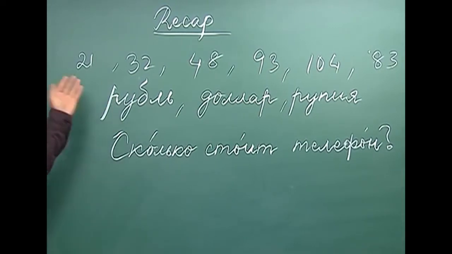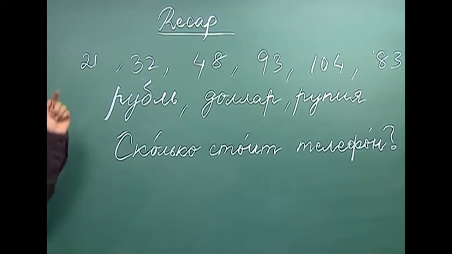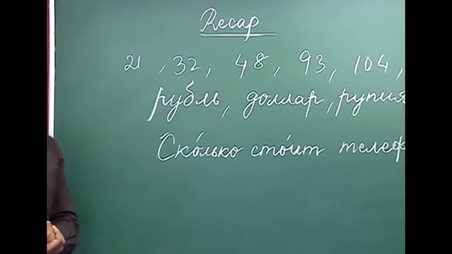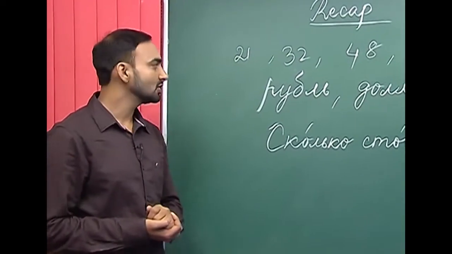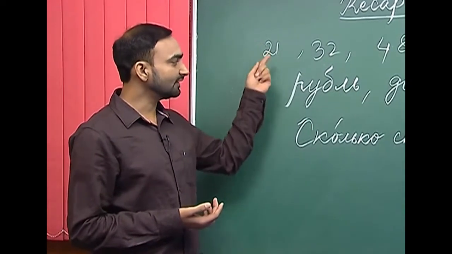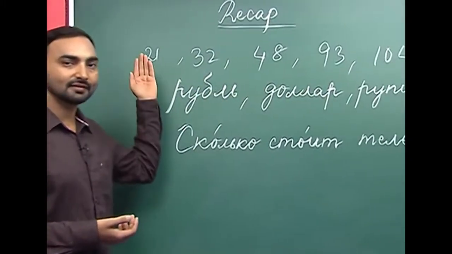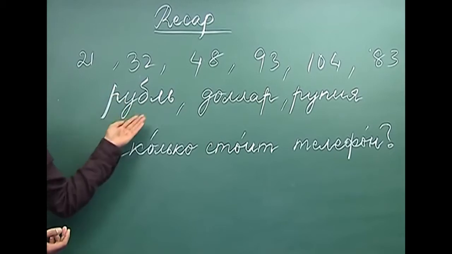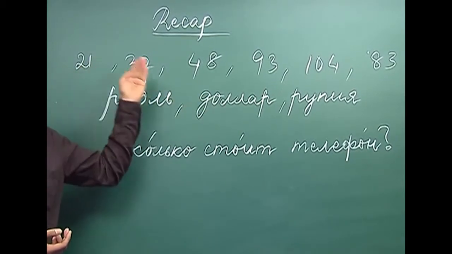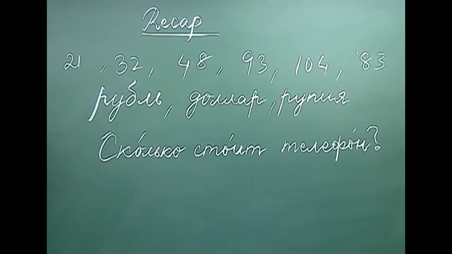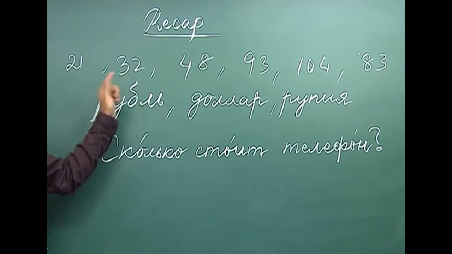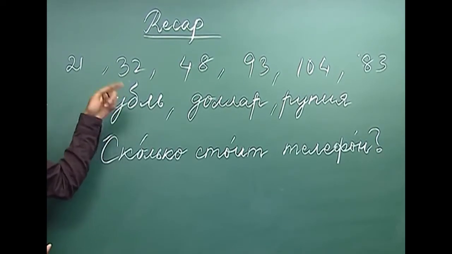So, let us start with the first one. 21. How do you say 21 in Russian? Dvatsat adin. With adin we use ruble, dollar and rupee. Dvatsat adin ruble, dvatsat adin dollar, dvatsat adin rupee. What about 32?